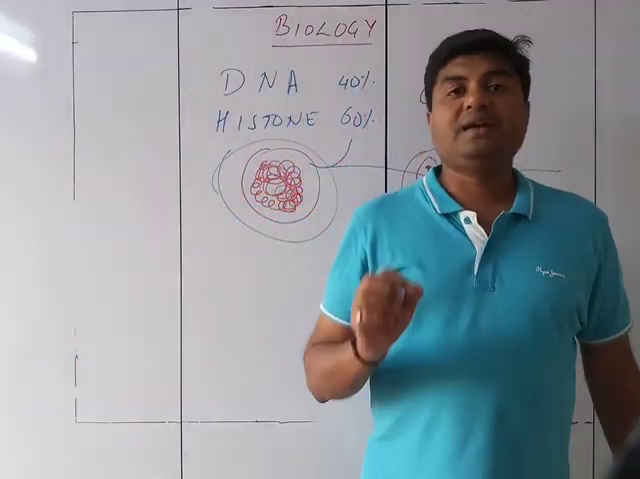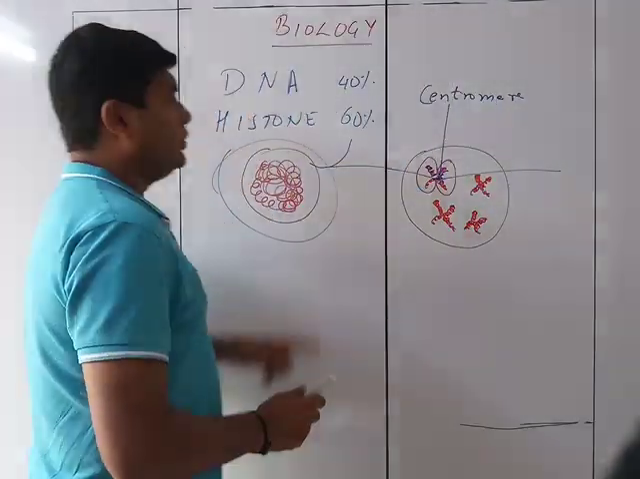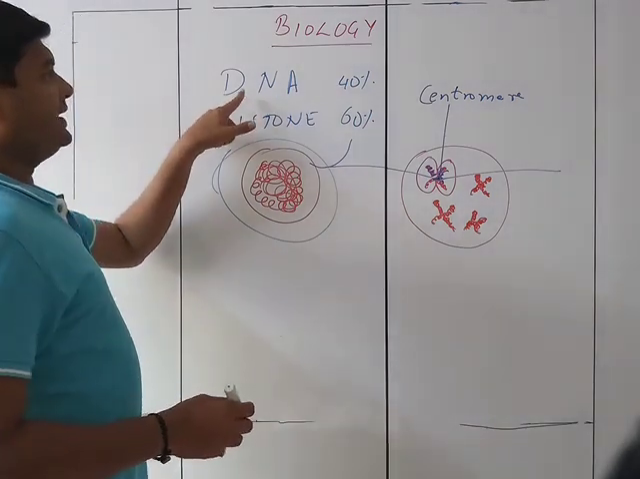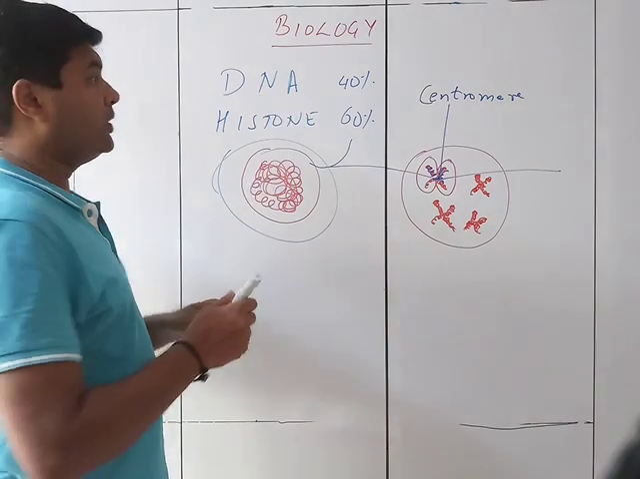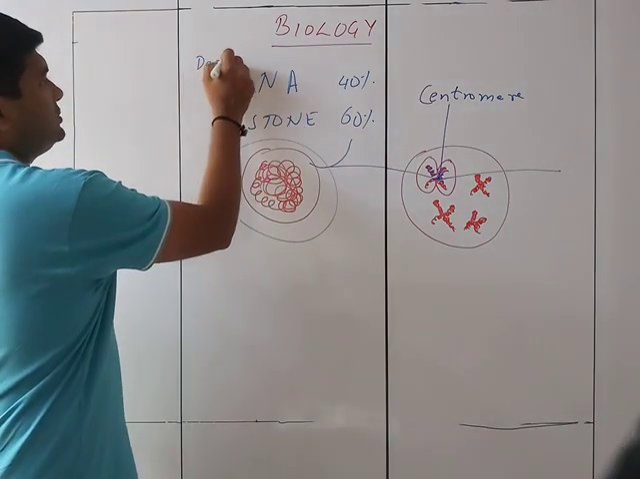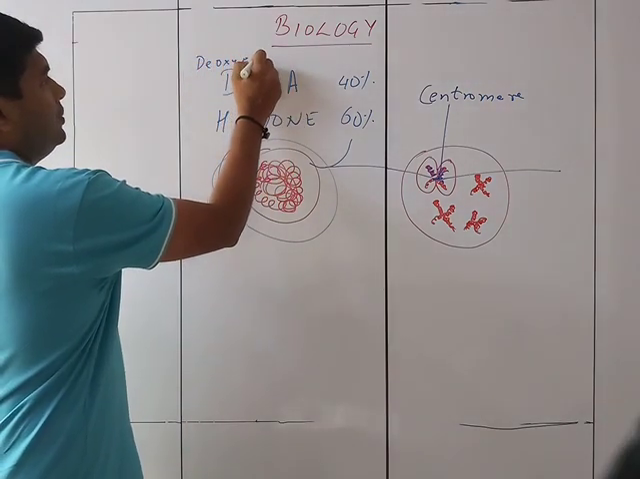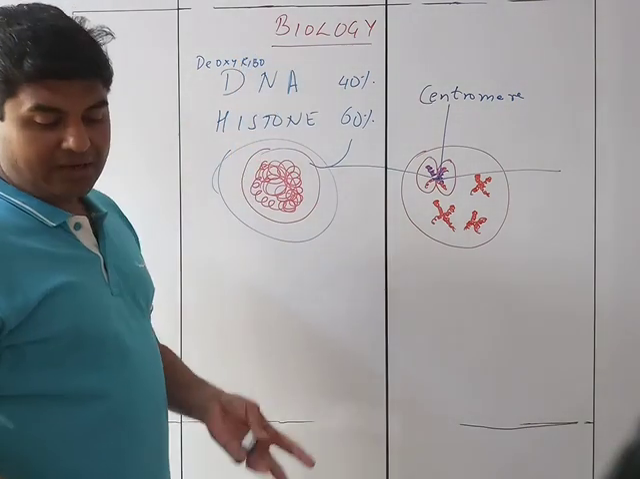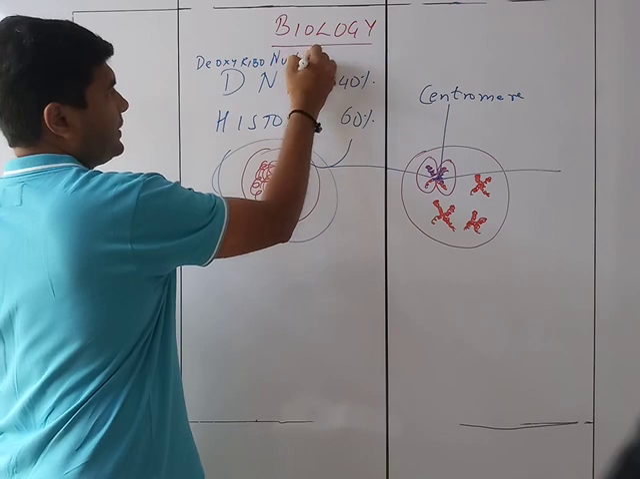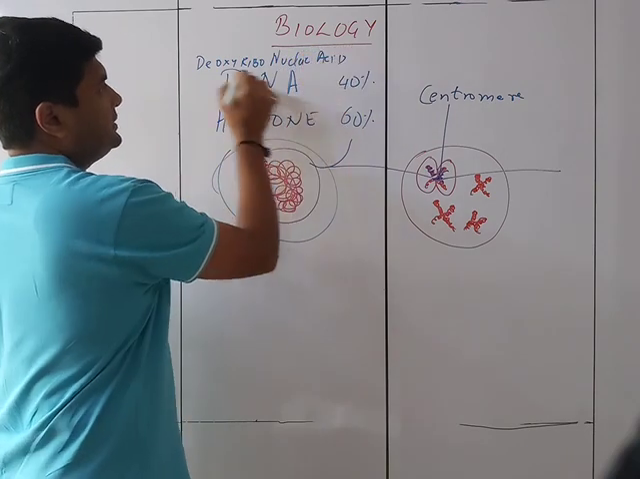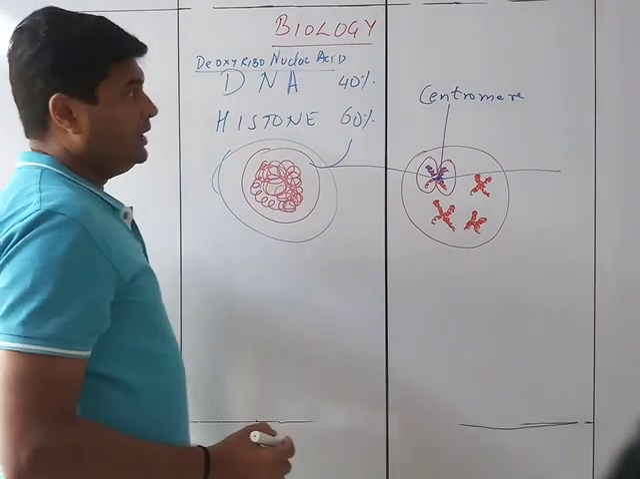DNA is deoxyribonucleic acid. Okay, deoxyribo is one word, and then it is nucleic acid. So N for nucleic acid. So this is nothing but DNA.